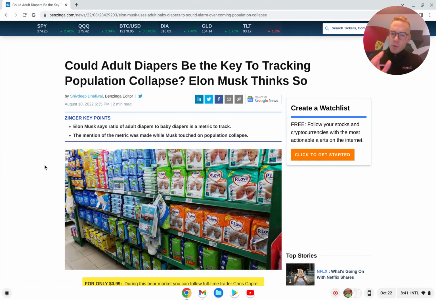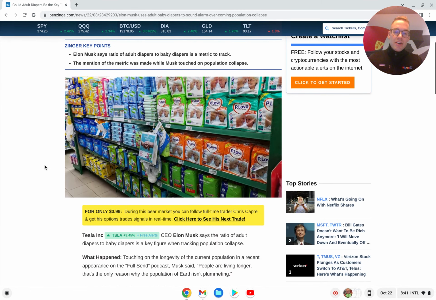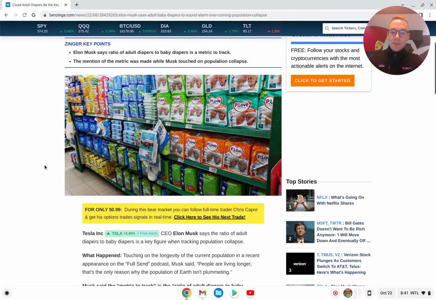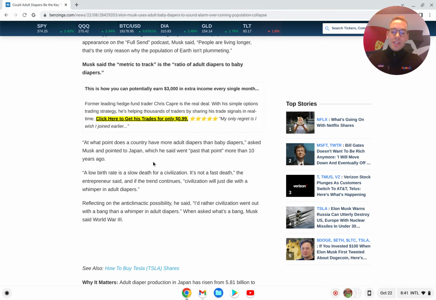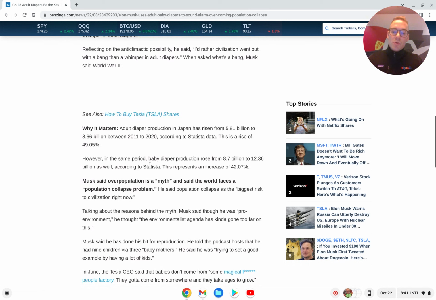And he spoke about a population collapse. Indeed, the trend is declining. However, it's more like air going out of a balloon than just a steep collapse. We can see here in this article some comments on Japan, and the most interesting part, in my opinion, was the data points here with production of adult diapers in Japan going from 5.81 billion to 8.66 billion between 2011 and 2020.